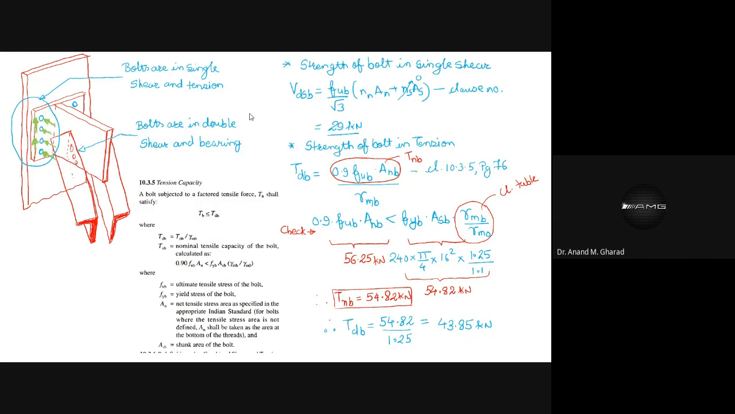Now the next step is to identify the strength of the bolt in bearing. So you can make use of the VDPB value.